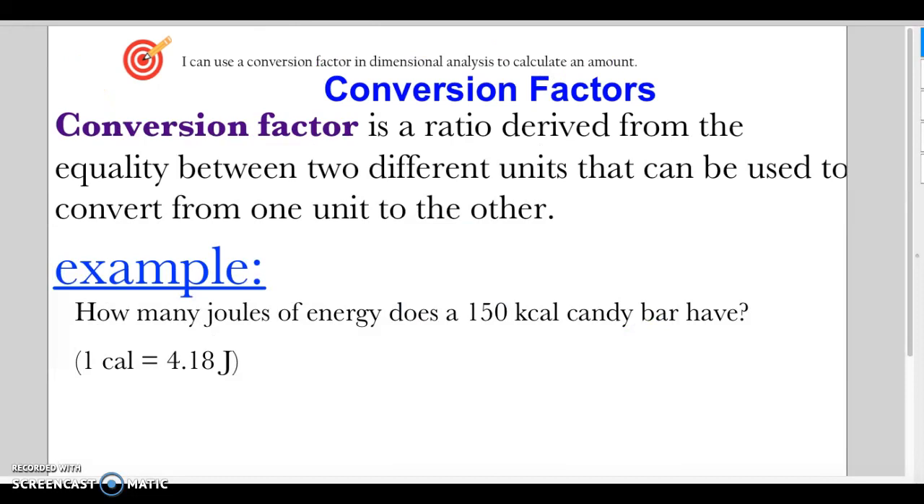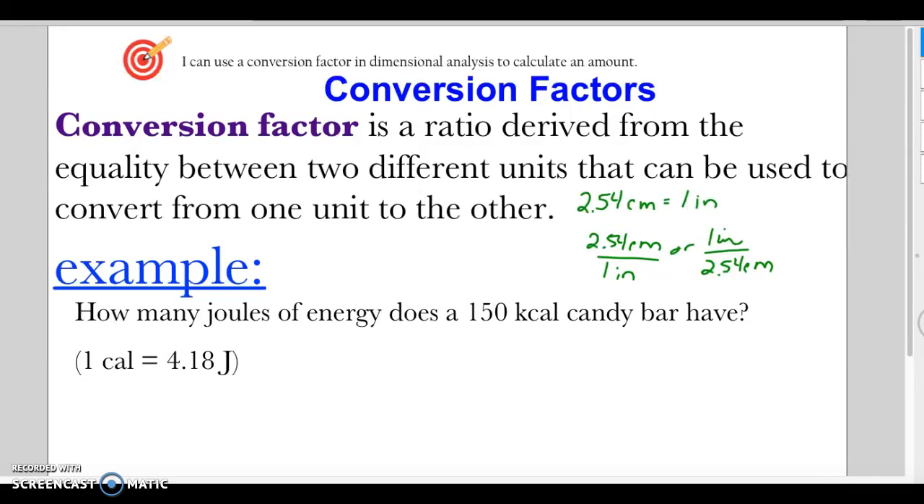So we're going to use conversion factors, and conversion factors come from an equality between two different units. For example, I know that there are 2.54 centimeters in an inch. So I can write that as a fraction, 2.54 centimeters over 1 inch, or 1 inch over 2.54 centimeters, depending on if I'm trying to cancel the centimeters or the inches.